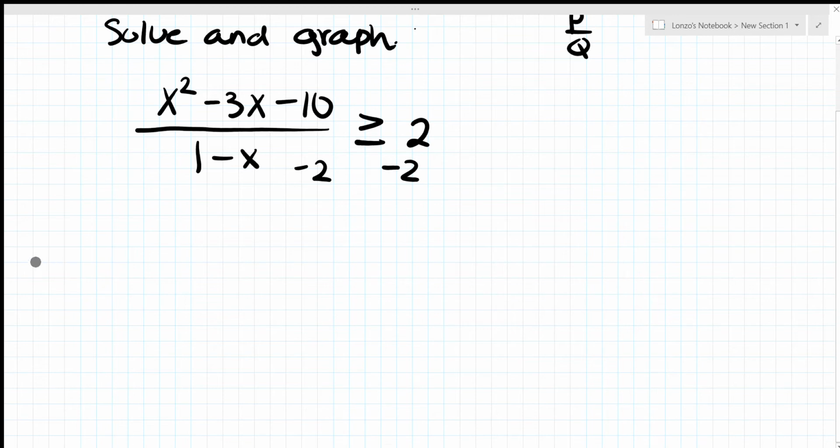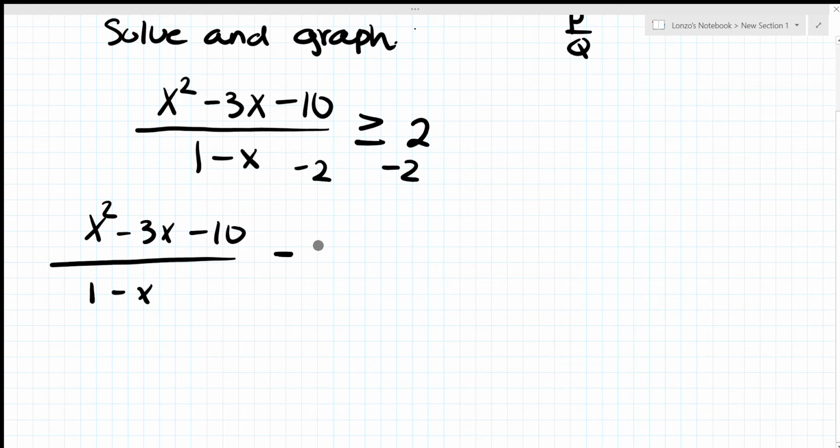So you're going to get (x squared minus 3x minus 10) over (1 minus x) minus 2, and then this cancels, and the sign does not change, so it's still greater than or equal to 0. So this is in standard form, but we kind of have a problem, right? We've got to find our common denominator, because you can't just subtract 2.